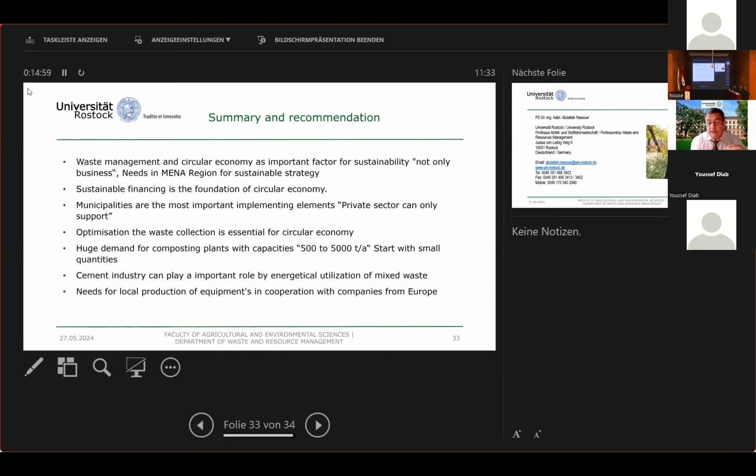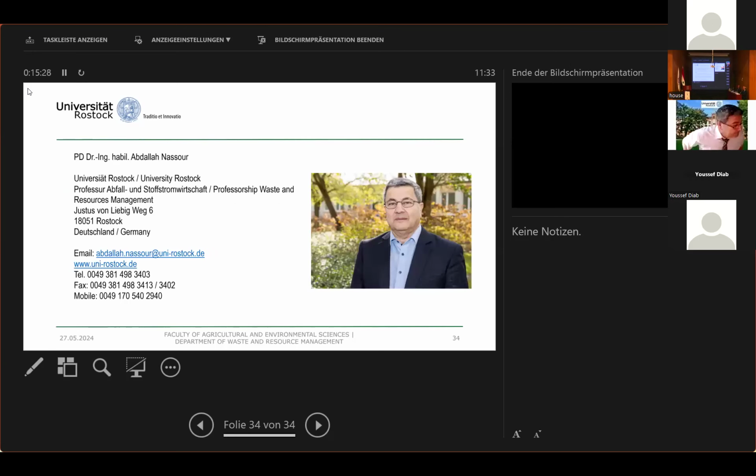Optimization of waste collection is essential for the circular economy, as most of the money we spend in waste management goes only to collection. There is huge demand for composting plants with capacity of 500 to 5,000 tons per year; start with small quantities. Let us do that. The cement industry can play an important role through energy utilization of mixed waste. We need local production of equipment in cooperation with companies from Europe. Thank you so much.